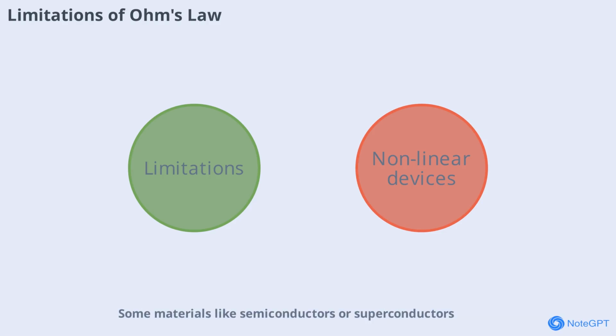Some materials, like semiconductors or superconductors, don't follow the law under certain conditions. Also, components like diodes and transistors have nonlinear relationships between voltage and current. Understanding these limitations helps us know when to use Ohm's law and when to look for other principles.